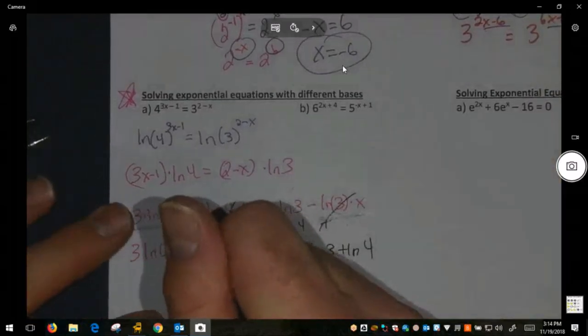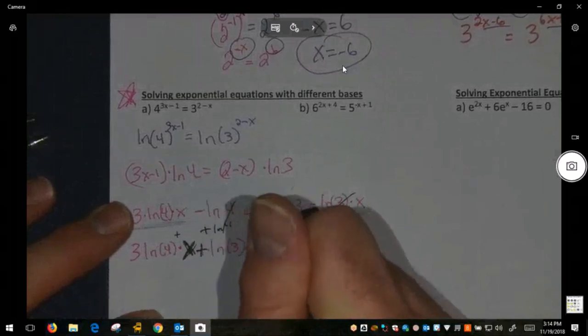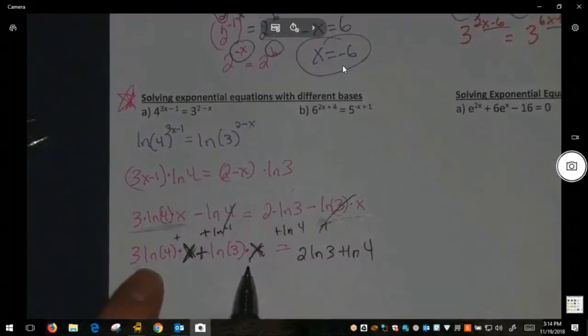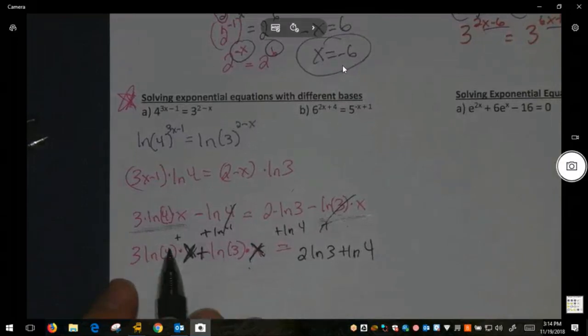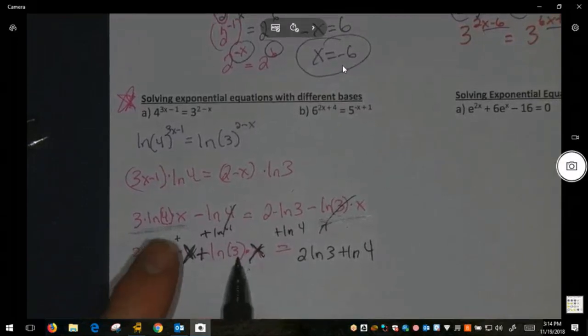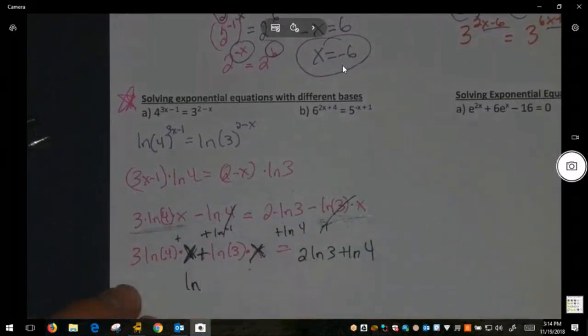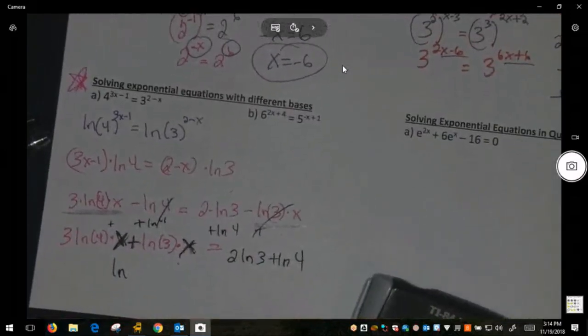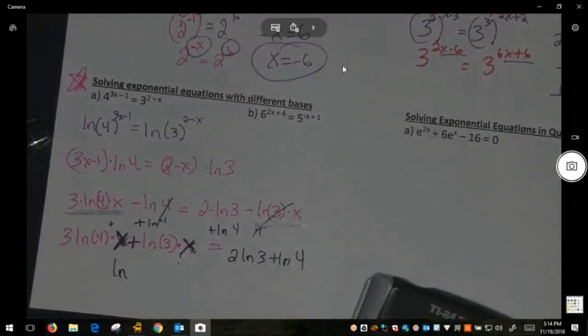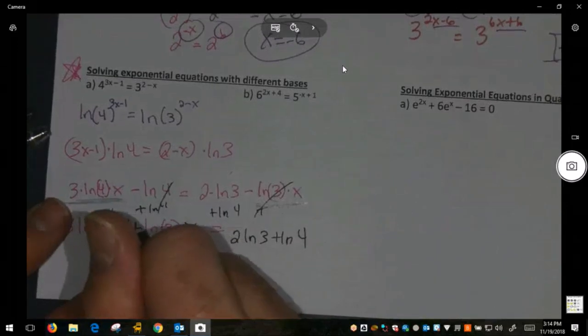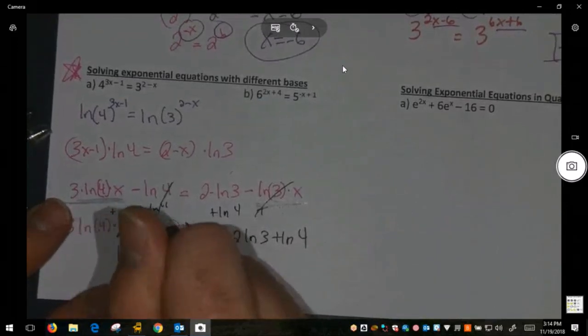Our goal is to get x by itself. Right now I have 2 terms with x. I cannot, well I actually could combine them since they're both natural log. I could also factor out x, but I could combine these. This is 4 cubed and this is natural log of 3, so I could do 4 cubed times 3. I'd have the natural log of, what is 4 cubed? 4 cubed times 3 would be 192. It would be the natural log of 192 times x.